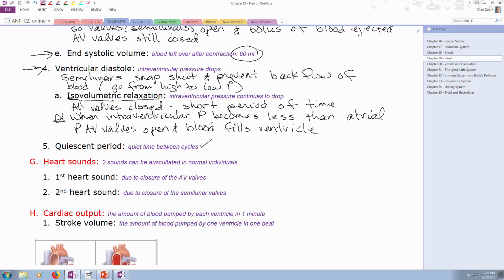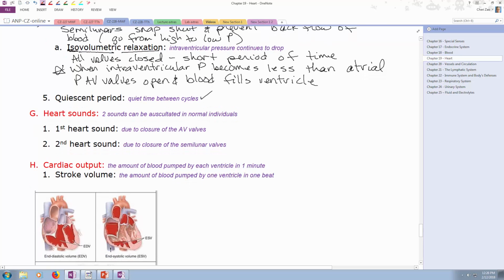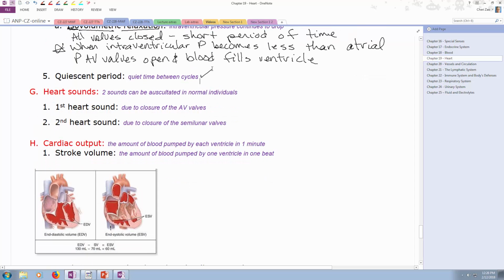So with that in mind, which one is the first heart sound? In other words, which valves close first? AV valves. So see, you guys are good with this. And then, so therefore, DUP is our semilunar valves. So S1, AV valves, S2, semilunars. So first heart sound, AVs, second heart sound, semilunars.